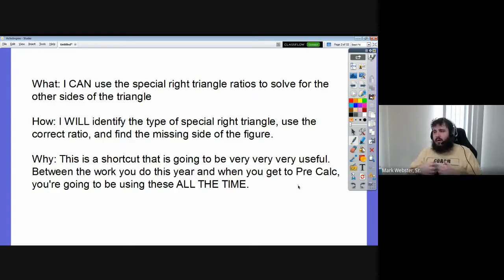It's important to internalize this one. More than almost anything else that you do, this topic is going to carry you forward into pre-calculus. When you take pre-calculus, you're going to find that, especially during the trig unit, when you're learning about the unit circle and all of those things, these special right triangles are going to come up over and over and over and over and over again.